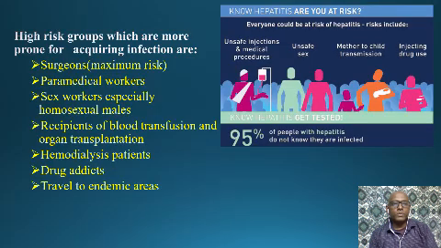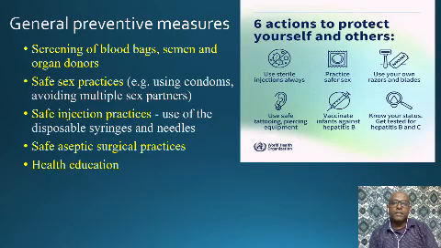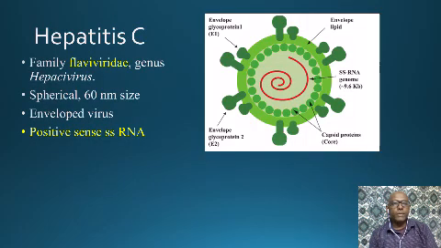High-risk groups include surgeons, paramedical workers, sex workers, recipients of blood transfusion, hemodialysis patients, drug addicts, and travel to endemic areas. The general preventive measures include screening of blood bags, organ donors, safe sex practices, safe injection practices, safe aseptic surgical practices, health education. If you see hepatitis C virus, it comes under Flaviviridae family.